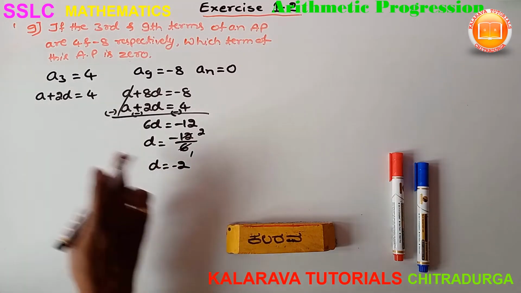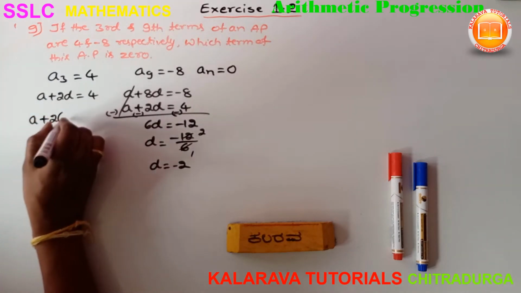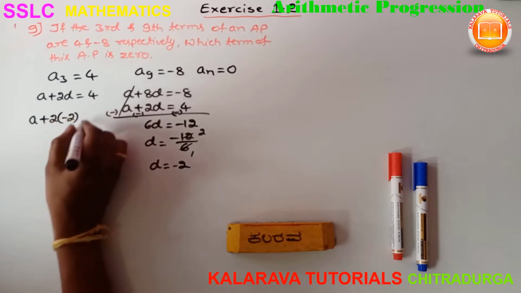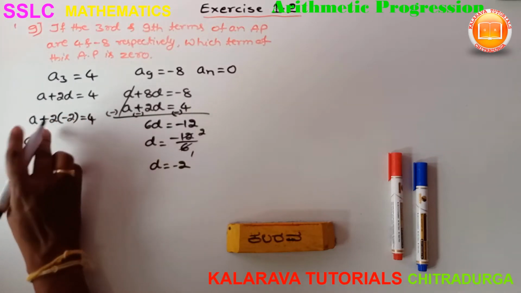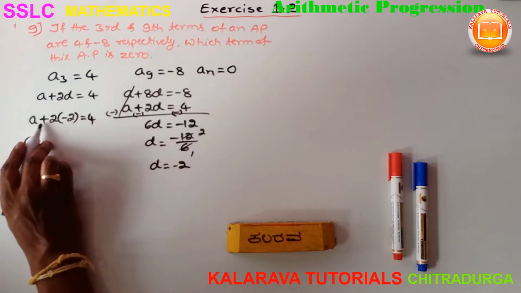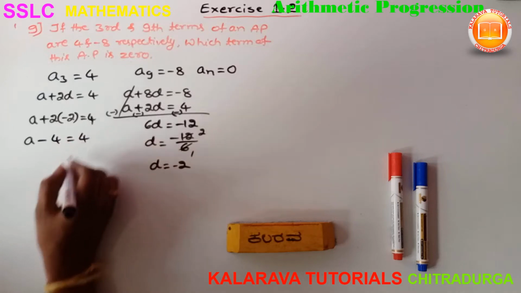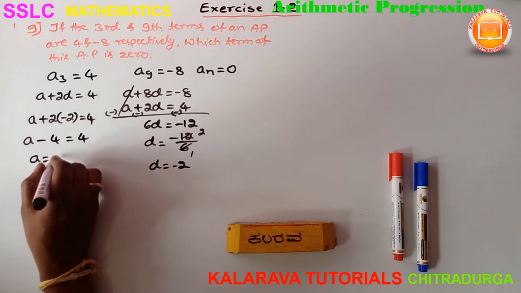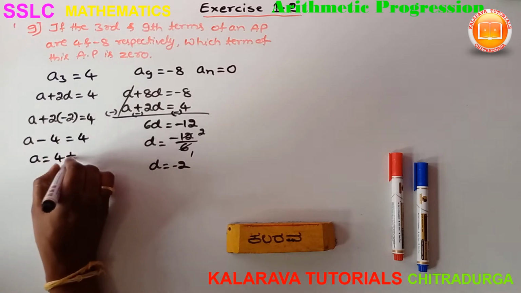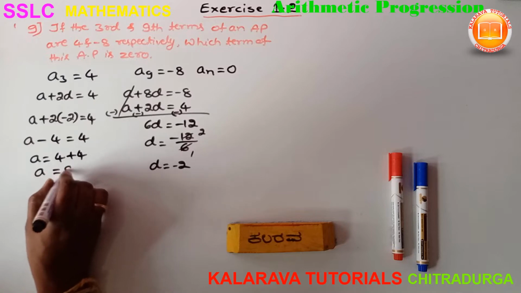By substituting this minus 2 in this equation, A plus 2 into minus 2 is equal to 4. Now we observe, you have to multiply these two with signs, plus into minus is minus, 2 twos are 4, so A minus 4 is equal to 4. You have to transfer this minus 4 to the right hand side. A is equal to 4, minus 4 goes to the right hand side, that becomes plus 4. That means A is equal to 8.